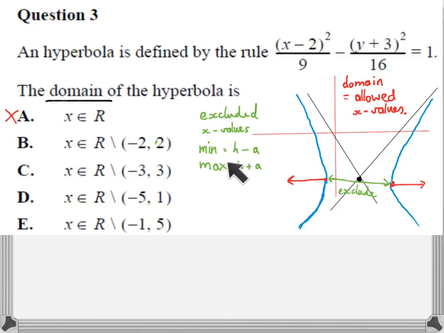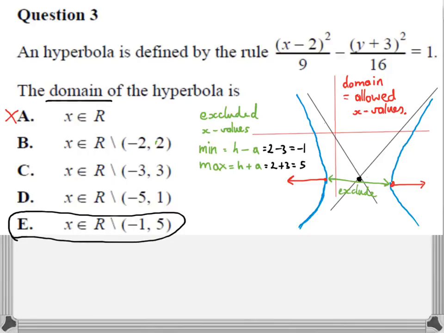Well, that's given by h minus a. Okay, that's that vertice coordinate. The maximum value is this one over here, the most far right x value. Well, that's given by h plus a. And from the equation, we get a h of 2 and a number of 3. 9, square root 9 gives you 3. So you get a minimum value of 1 and a maximum value of 5 from that. So it must be e, because we're excluding from negative 1 to 5.